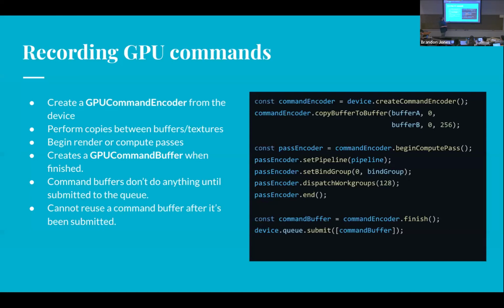So you can see here some examples of the type of things that happen in command encoder. You can do a lot of different copies between buffers and textures. And then you can also begin either a compute pass or a render pass. And within those respective passes are where you would do all the work with a shader of the compute or render variety.